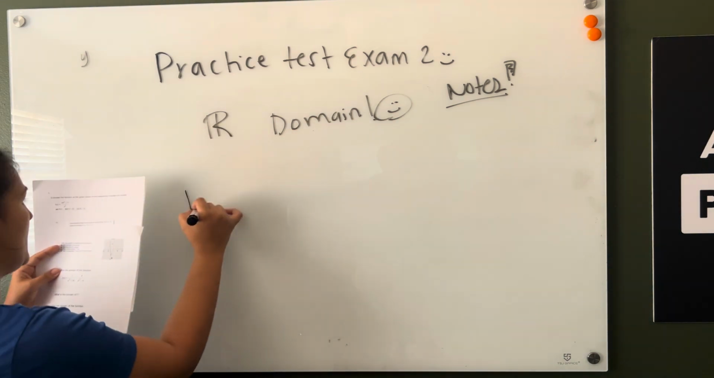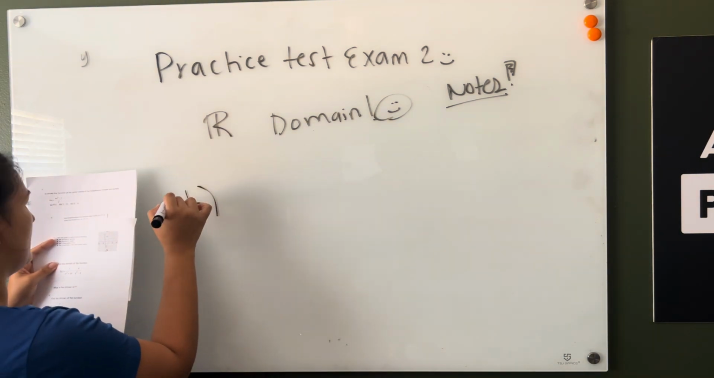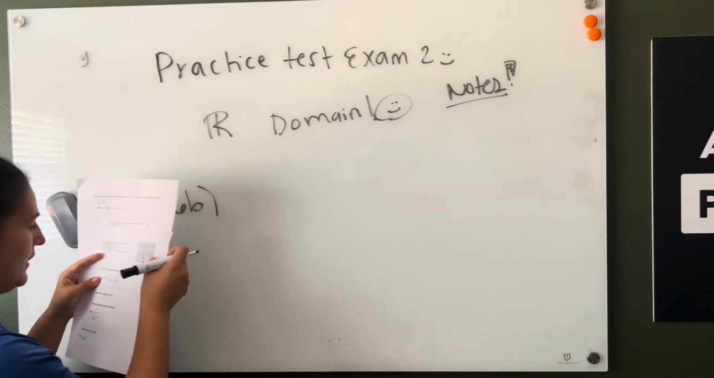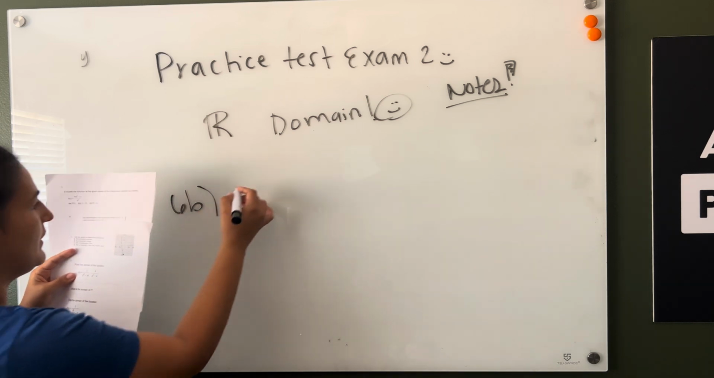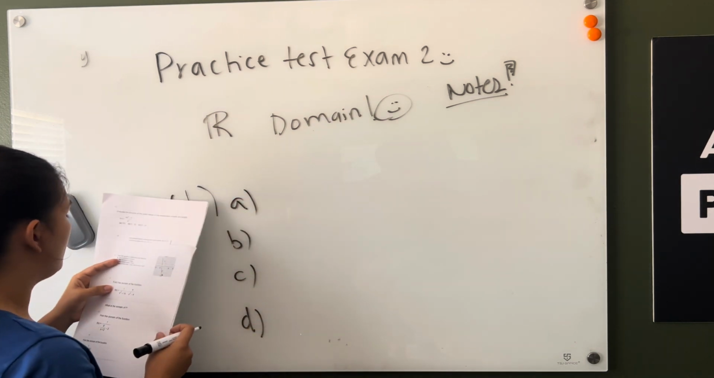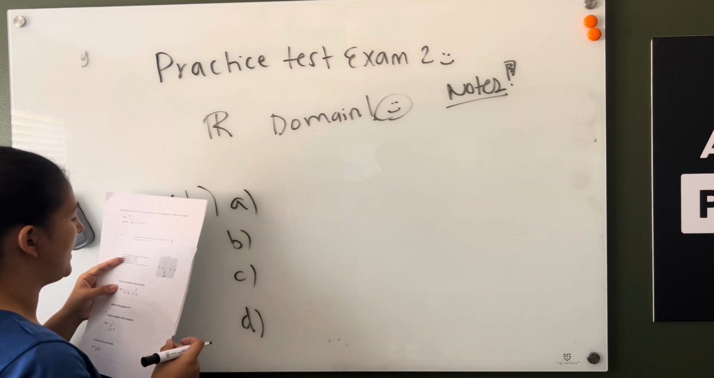Okay, back to part B. This is number 6, part B. So we have a graph. We have a part of a parabola graphed for us, and we have to answer some questions about it, right? So first of all, it says, what is the function's domain? So in other words, what are the x values of the function?